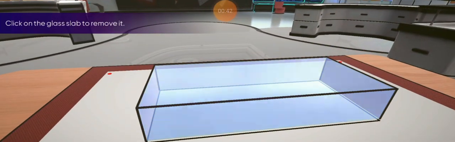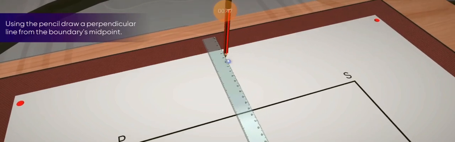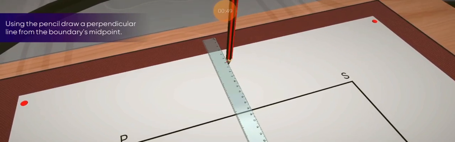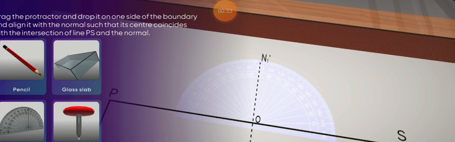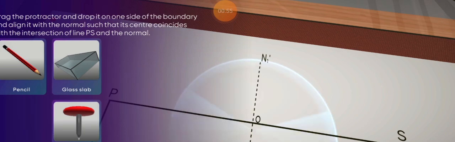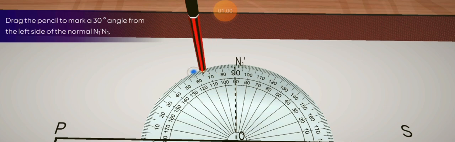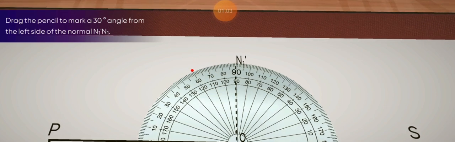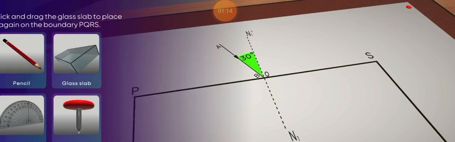Once the outline is drawn, the glass slab is removed and using a scale at one of the incident surface a normal is drawn. Now the incident ray has to be drawn. Incident ray is drawn such that angle of incidence lies between 30 to 60 degrees. So I have taken here angle of incidence as 30.